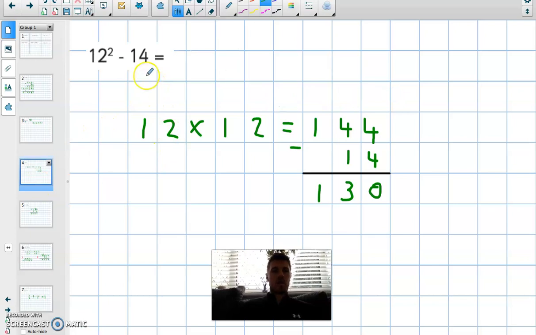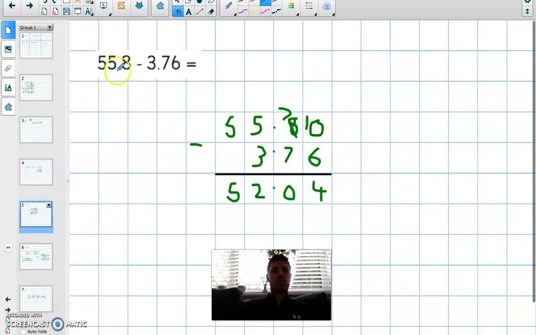Okay, question 3, 12 squared, subtract 14. So we know that when we square a number, we multiply it by itself. So 12 times 12 is 144. Then I'm going to subtract the 14 away from it, which gives me an answer of 130.